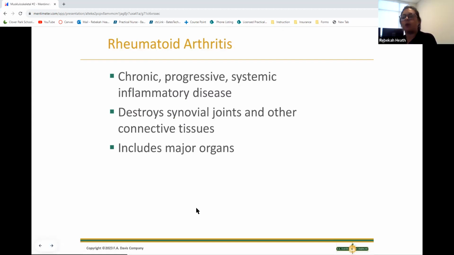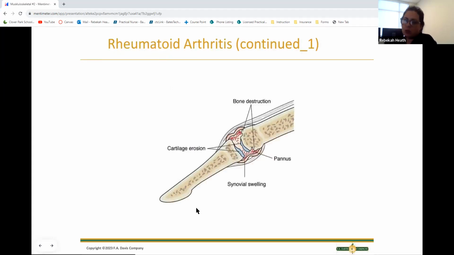Okay, so now we're going to flip over and talk more about rheumatoid arthritis. Now, this is a chronic, progressive, systemic inflammatory disease. It destroys the synovial joints and other connective tissues. It can also affect other major organs. And like I said before, this is an autoimmune disorder where the body is attacking itself.